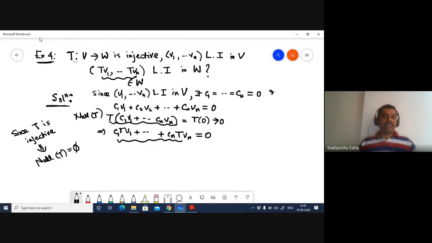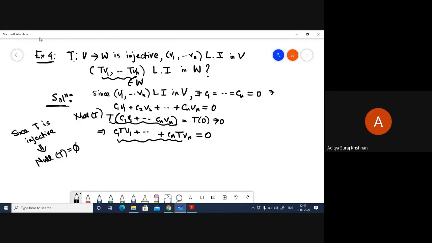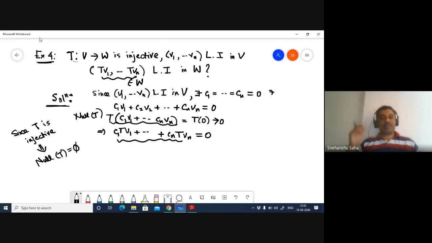Can we argue that the C1s through Cn are 0? Yes, sir, because T of V1 cannot be equal to 0 if V1 is not the null zero vector. Right. So yes, we can argue that C1 to Cn are 0. All right, I'll give you another example, as I said, I'll let you go early today.